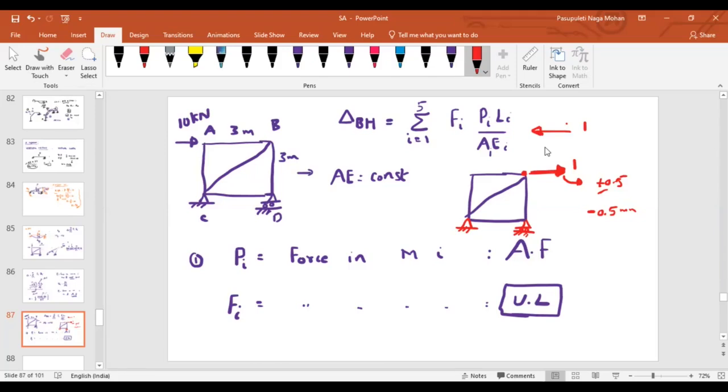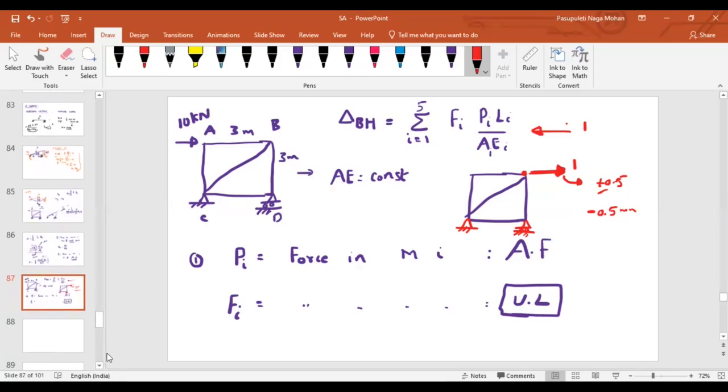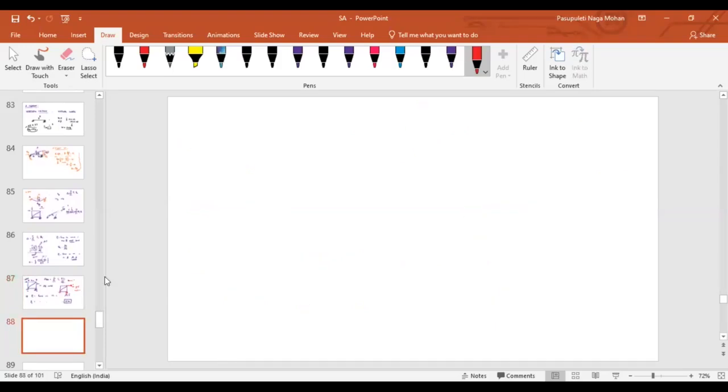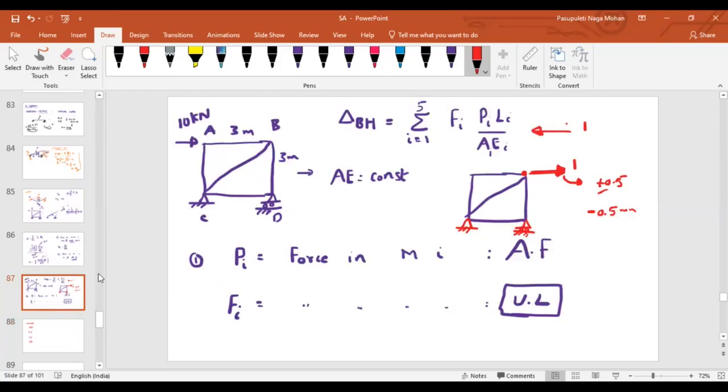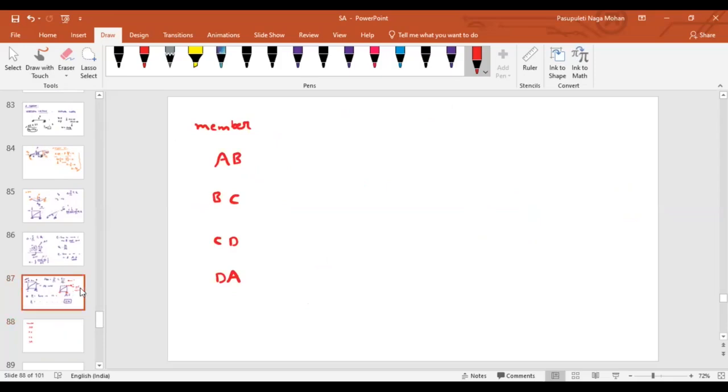So for the unit load, you have to consider it along the direction of the displacement you have to find. Generally, even in an exam, if you put all these values in a table, that will be the easiest thing. For making the table, we first need the members. In this case, 5 members are there: AB, BC, CD, DA, and then the inclined member.